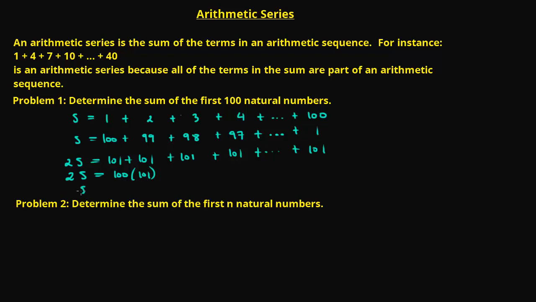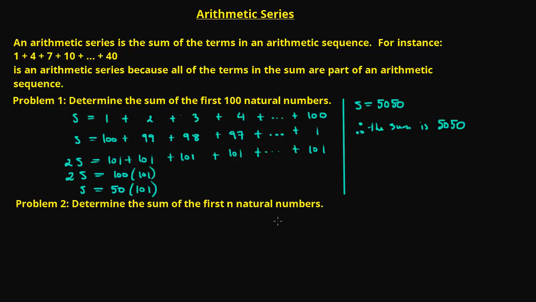If you divide both sides of this equation by 2, you get that our sum is equal to 50 times 101. And so the sum, S, is equal to 5,050. So therefore, the sum is 5,050.